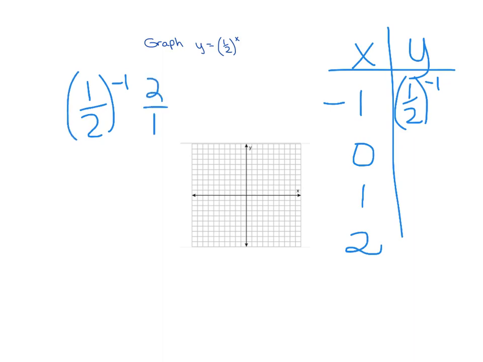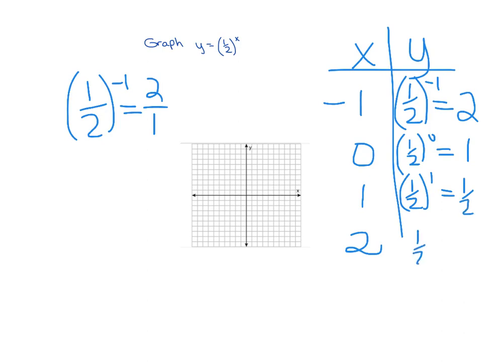So this is actually going to turn into 2 over 1. So this is 2. If I do 1/2 to the 0 power, that equals 1. 1/2 to the first power, and that's 1/2. 1/2 to the second power, this becomes 1/2 times 1/2, so this is 1/4.